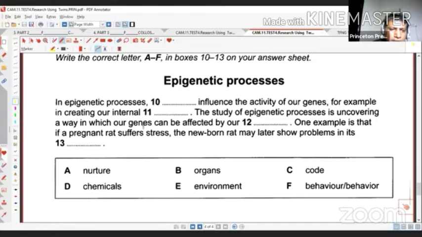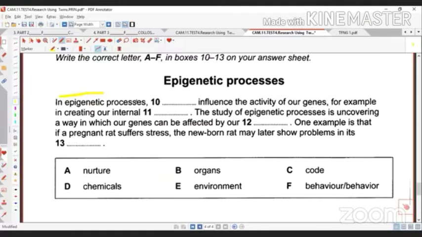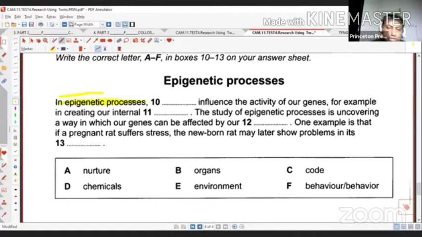What I'm going to look for is epigenetic process influencing the activity of genes, for example. If I can find that while solving this one, I'll be able to change this word.